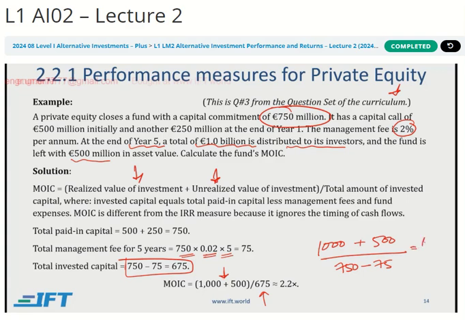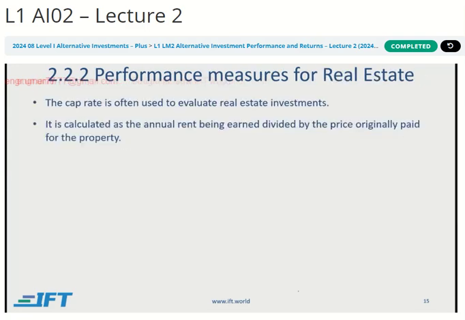So what you get is 1500 over 675, and that comes to a very nice 220% or 2.2x return. Well done, right? Next is cap rate, and I want you to link this with the Gordon growth model. So in the Gordon growth model, we do V0 is equal to D1 divided by R minus G, right? Now what's going on over here? Basically, this is what the cap rate is. R minus G is what we call the cap rate with respect to real estate. And I'll demonstrate that. And instead of the dividend, we take the rent.